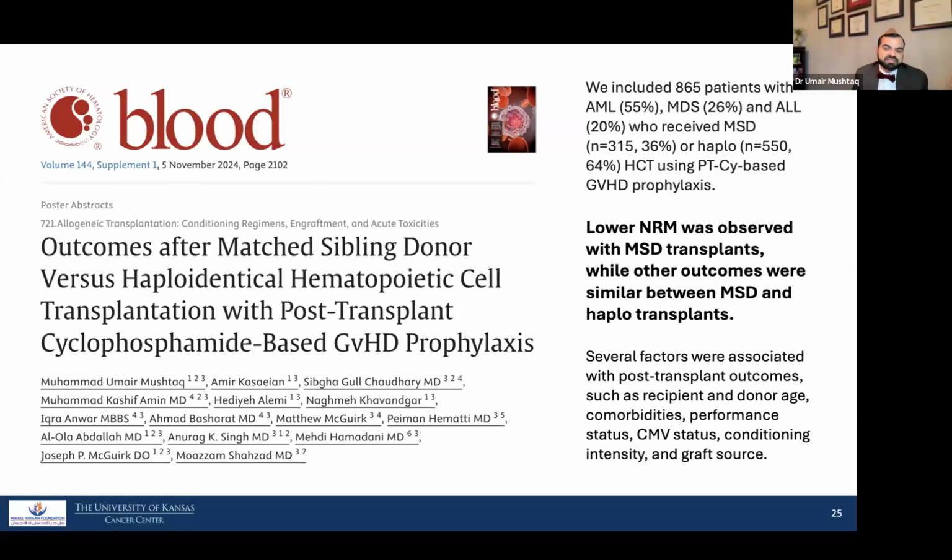There were several factors that were associated with outcomes: recipient and donor age, comorbidities, performance status, CMV serostatus, intensity of conditioning regimen, and the graft source. Yeah, and these are important factors to consider and should be individualized for every patient.